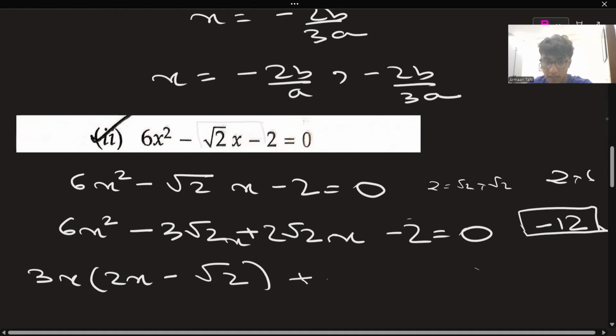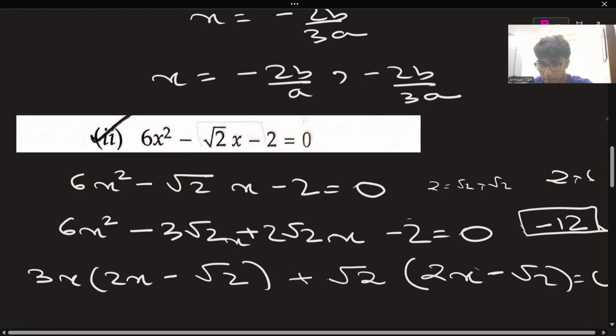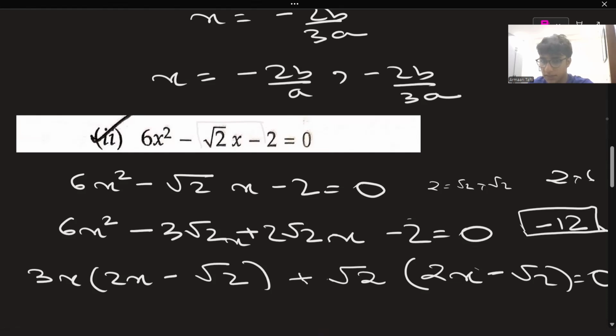And now, if instead of taking 2 out common, I take root 2 out common, then I'll be left with 2x minus root 2. So in 2 root 2x minus 2, having the same part inside, you're getting 2x minus root 2 inside the brackets, and outside the brackets, whatever you have remains the same, right?